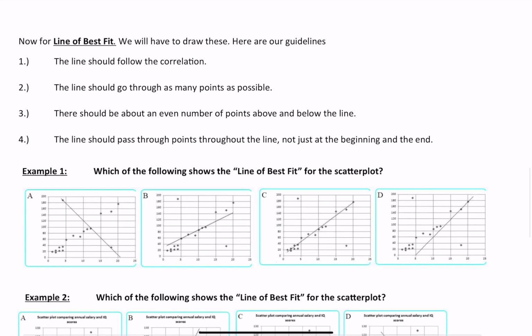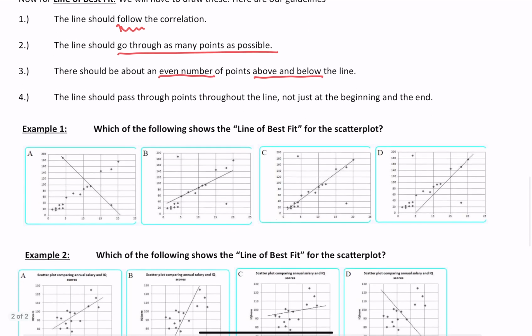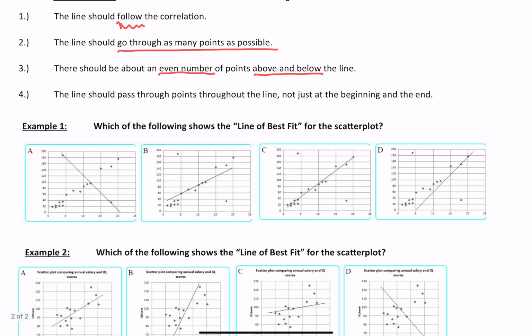Now for the line of best fit, we're going to have to draw these, so here are our guidelines. The line should follow the correlation. The line should go through as many points as possible. There should be about an even number of points above and below the line. And the line should pass through points throughout the line, not just the beginning and the end.